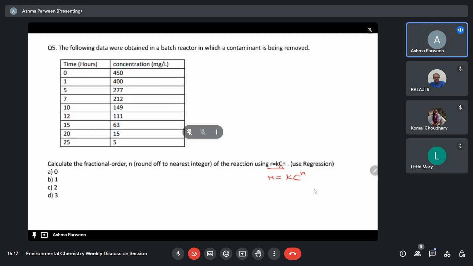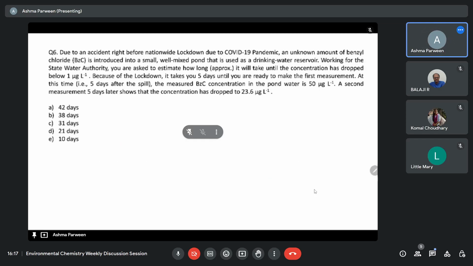Let's move to the next question. Again, it is a numerical based question. The question says, due to an accident right before the nationwide lockdown due to the COVID-19 pandemic, an unknown amount of benzyl chloride is introduced into a small well-mixed pond that is used as a drinking water reservoir. Working for the state water authority, you are asked to estimate how long it will take until the concentration has dropped below 1 microgram per liter.